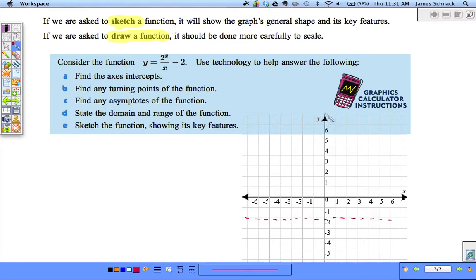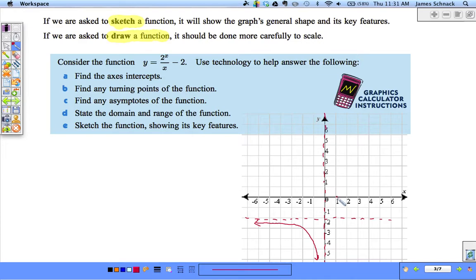There is also an asymptote at 0. And because it's a sketch, I just need to draw in this branch over here. I don't have to be real careful about what points I go through. If it asked me to draw the function, I would need to make sure that it's going through the proper points. And I could get those from the table.